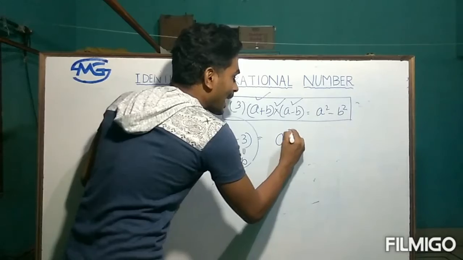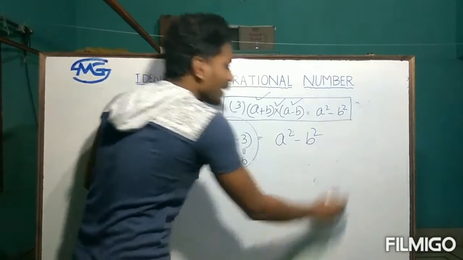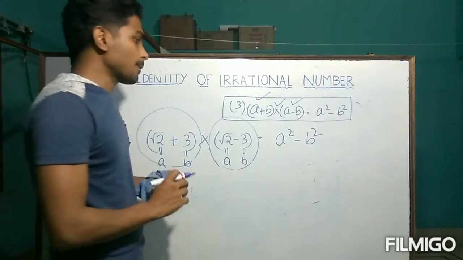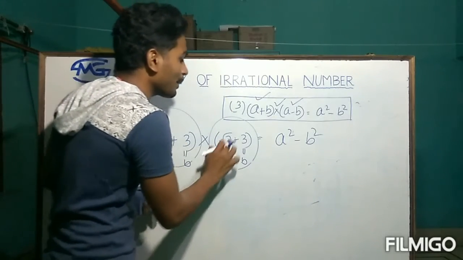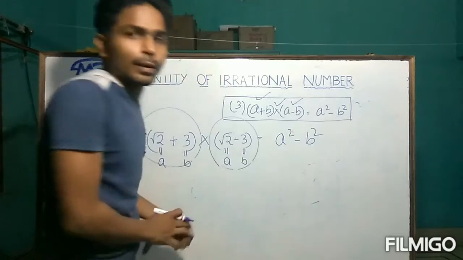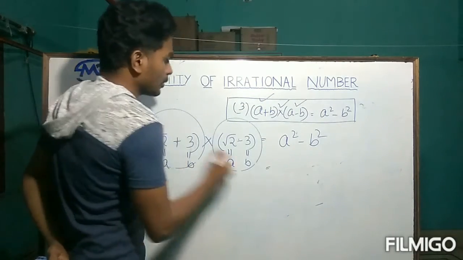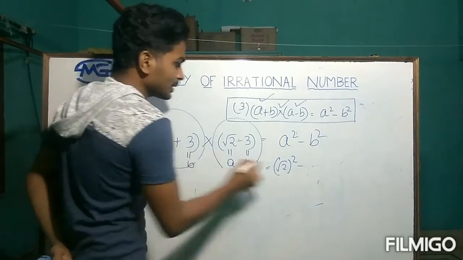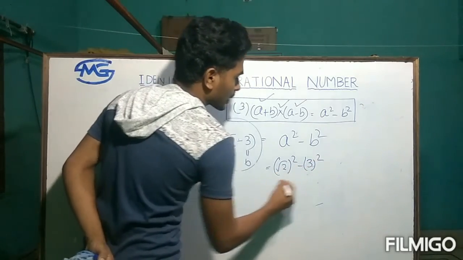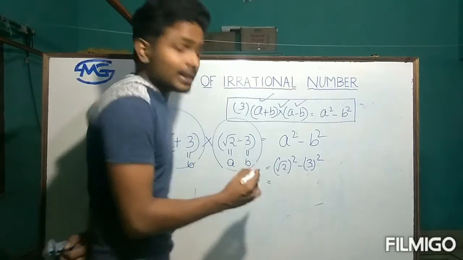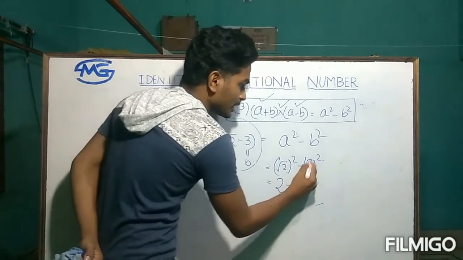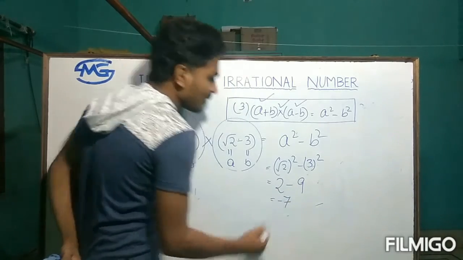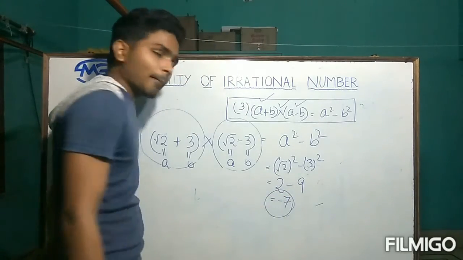The value will be A square minus B square, because they will form the left side of the identity rule. So (A plus B) into (A minus B) is A square minus B square. So in place of A, we will put root 2 whole square, and in place of B, we will put 3 whole square. As we know, the value of root 2 square is 2, and the value of 3 square is 9, and 2 minus 9 is minus 7. So the result is minus 7.